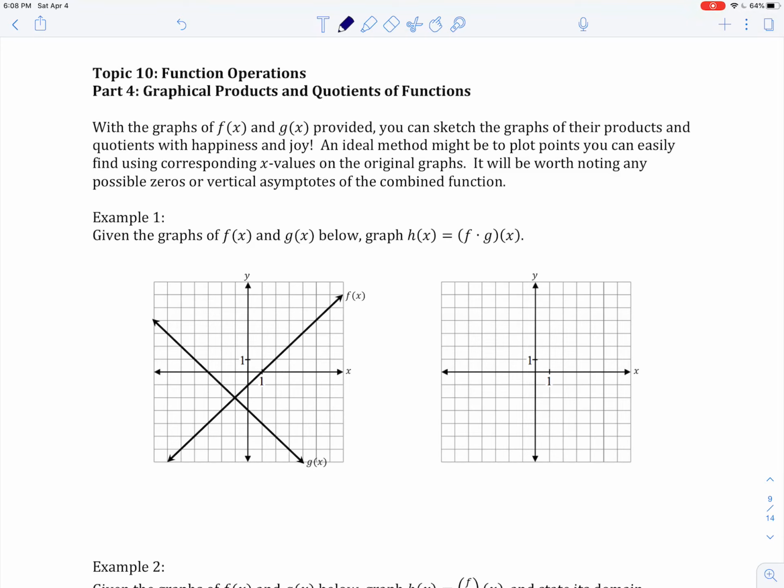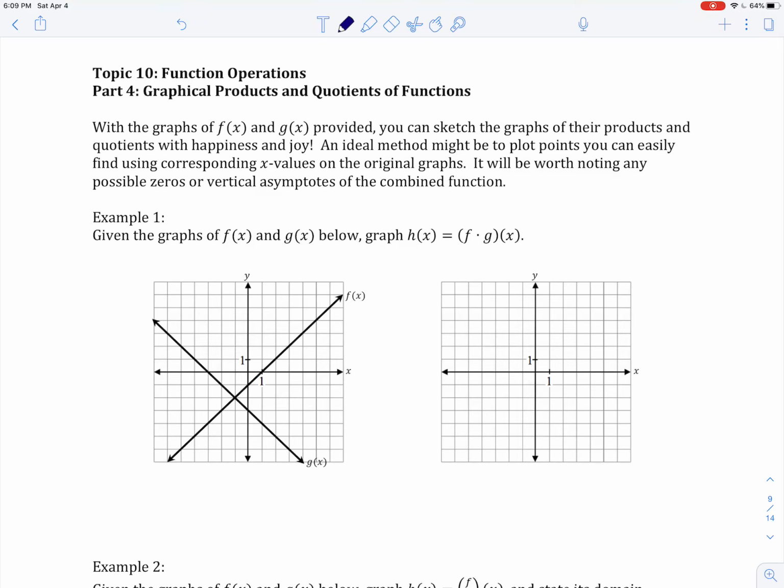We have looked at sums and differences of functions graphically. We've looked at them algebraically. We've also looked at algebraic products and quotients of functions. Now we're going to look at products and quotients again, but from a graphical point of view. In terms of how we proceed, it works very similarly to taking sums and differences of functions graphically. We go point by point, scan through this left to right, and see what values we get.